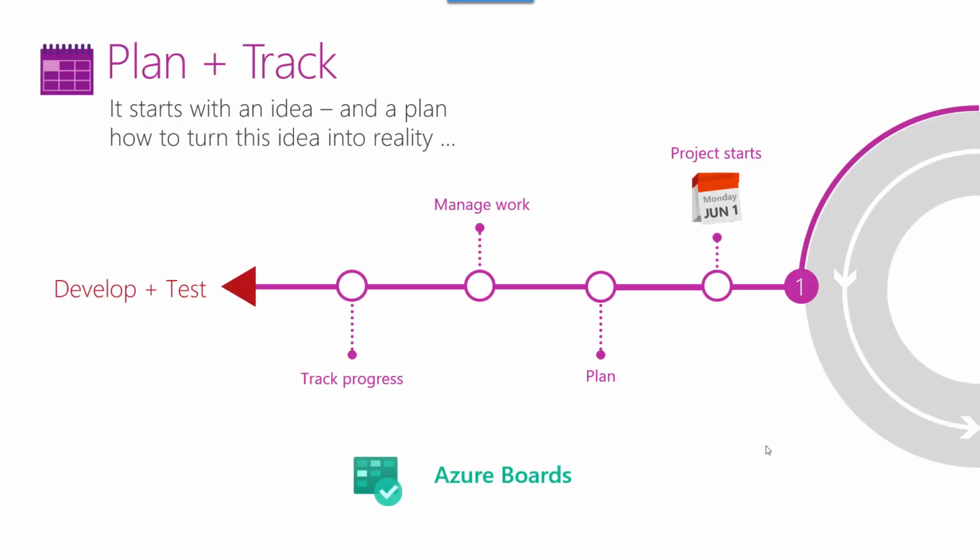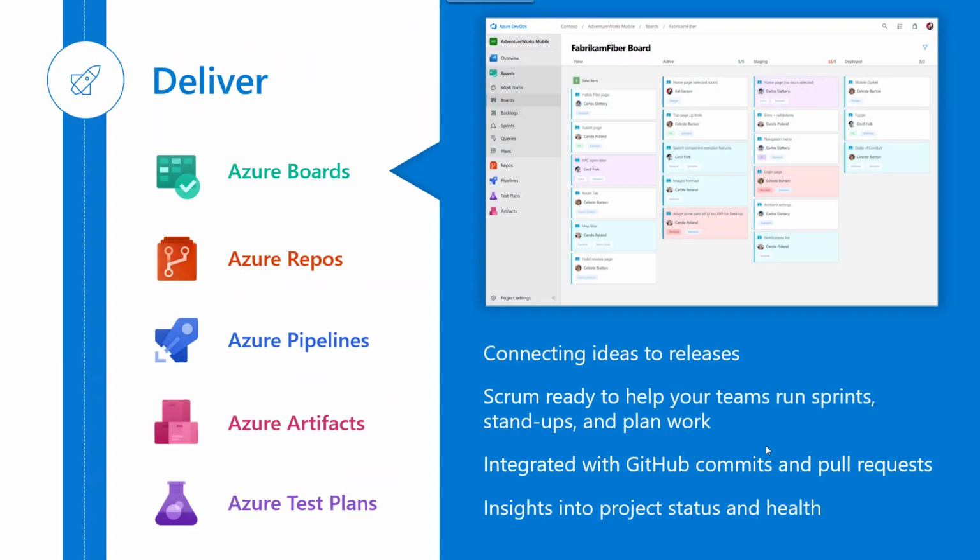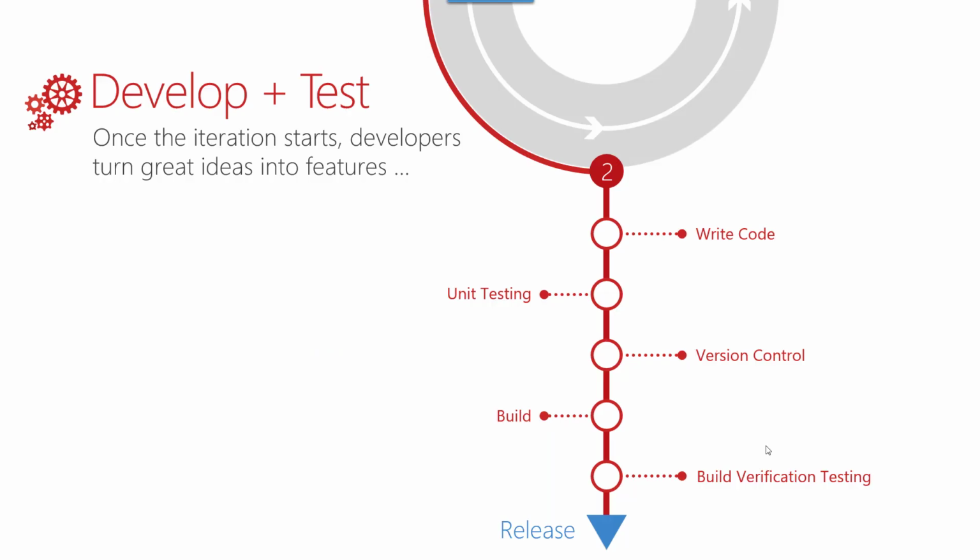For plan and track, I will use Azure Boards. Azure Boards provides the capability of connecting the idea to the release because I will have the capability to track the requirement, the code, the build and deployment, and even monitor in production. It is Scrum ready because I will have Kanban boards, Scrum boards, sprint planning, cumulative flow diagrams, so different capabilities of Scrum. It integrates with GitHub. If I don't want to work with Azure Repos, I can just use Azure Boards to integrate with GitHub. It also provides insights to track the progress and build comprehensive and rich reporting with rich dashboards.